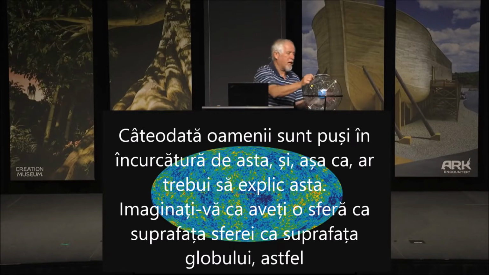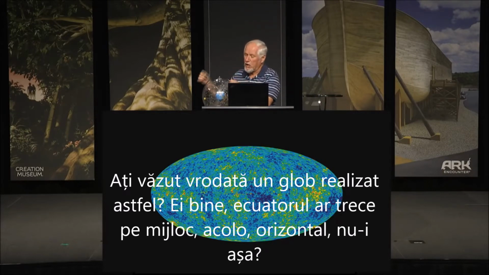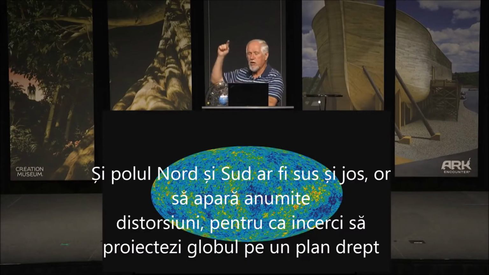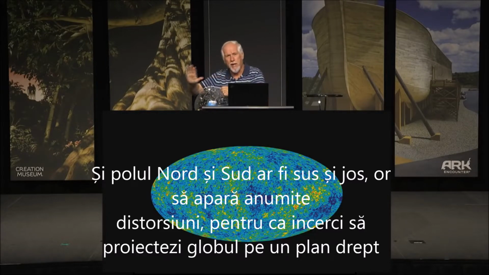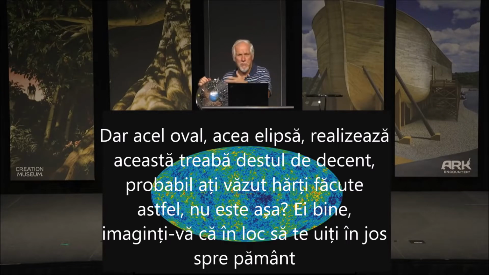Imagine you have a sphere, like the outside of a sphere, like the Earth's globe like this. Have you ever seen a globe done this way? Well, the equator would run across the middle there horizontally, wouldn't it? And the north and south pole would be at the top and the bottom. There's going to be some distortions because you're trying to project the globe onto a flat plane, but that oval, that ellipse you're seeing there does a decent job. You've probably seen maps done that way, haven't you?